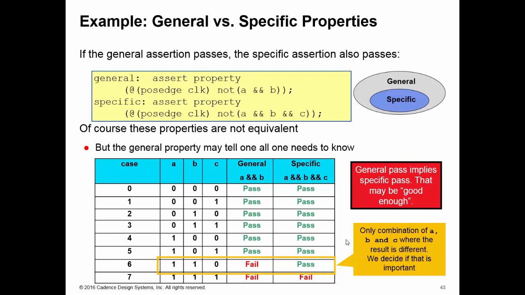I.e. can it ever occur in our system by design or via constraints? If the answer is no, it's not important to us, then as far as we're concerned, a pass of the general property is as good as a pass of the specific property. So this decision on whether it's good enough is a human decision, because only you know whether the combination of A, B and C shown outlined here is actually important or not, functionally.